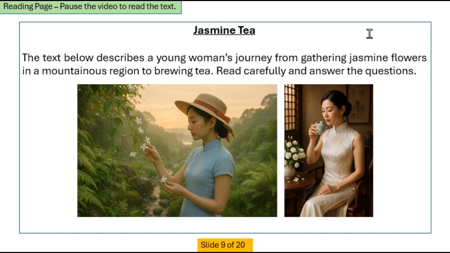Comprehension passage, Jasmine Tea. The text below describes a young woman's journey from gathering jasmine flowers in a mountainous region to brewing tea. Read carefully and answer the questions.